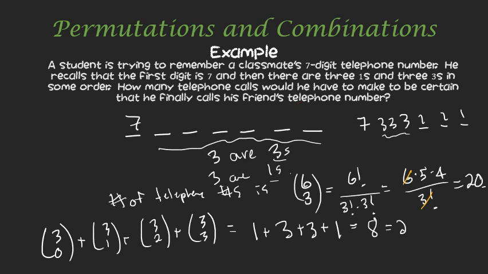And notice that that is 2 to the third. This is not a coincidence. If I did 4 choose 0 plus 4 choose 1 plus 4 choose 2 plus 4 choose 3 plus 4 choose 4, I would get 16, or 2 to the fourth. And so one big question is, why is this happening? Why is this a power of 2 no matter what n I pick?